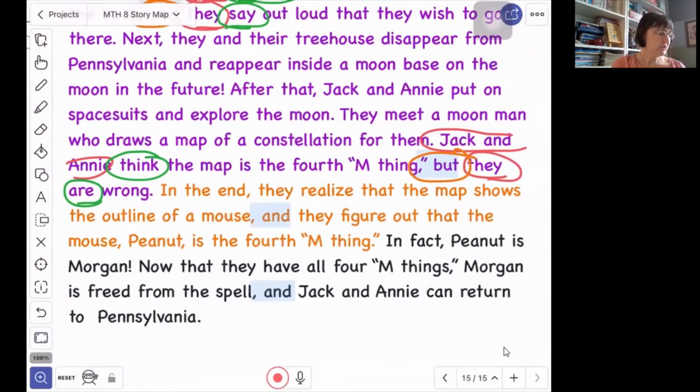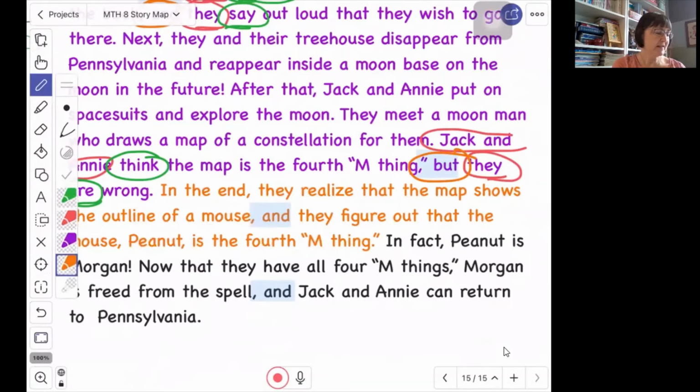In our solution, they realize that the map shows the outline of a mouse, and they figure out that the mouse, Peanut, is the 4th M thing. So our subject is they. What are they doing here? They're realizing something. In the next sentence, they, what are they doing? They're figuring out something. So those are the 2 sentences, and we connect them with comma and.